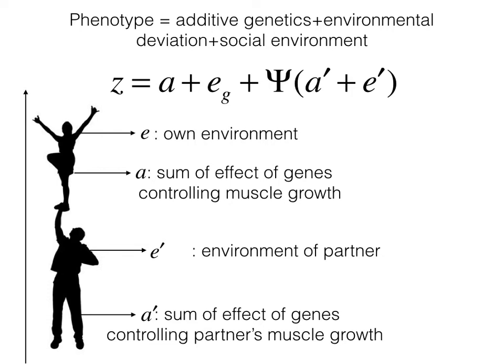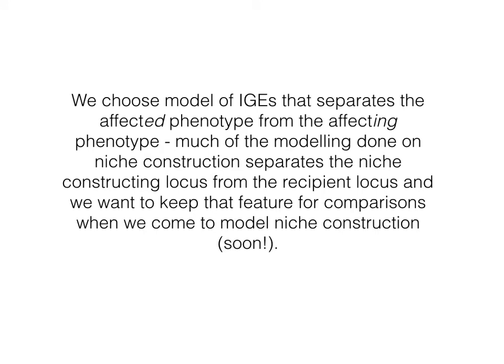So the value of the phenotype, or how I can jump, has now been changed by that social interaction. Okay, so I'm going to stop at this point and just say, before I describe mathematically this model of indirect genetic effects, I've chosen a model of indirect genetic effects that separates the affected phenotype from the affecting phenotype. So a lot of the modeling that's been done on niche construction separates niche constructing locus from a recipient locus. And there's some mathematical reasons why this is helpful for us to do, and I'll get onto that a little bit later. But a conceptual reason for doing this is to maintain that separation for comparison with the niche construction theory that we currently work with.